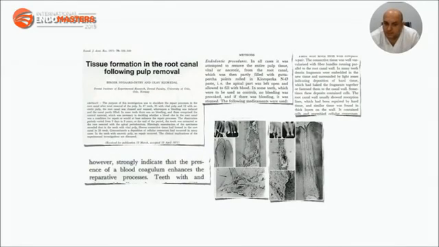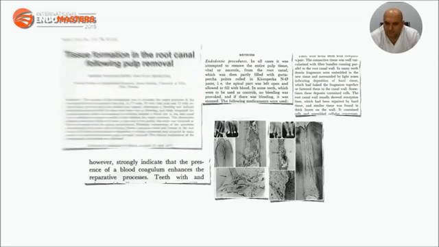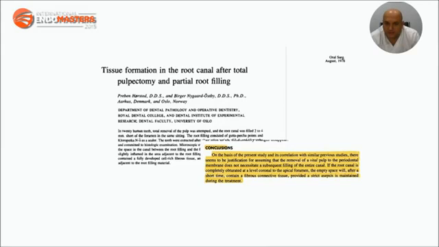And this wasn't the only report in the literature that vital tissue can grow inside an empty root canal space. In 1971, Nyborg and Halvorsen, tissue formation in the root canal following pulp removal. Tissue formation in the root canal after total pulpectomy and partial root filling, Horsted and Nygaard Østby, 1978. I wonder what happened all those years and why apexification became so popular for treating these cases while all these techniques stayed at the dark side of the moon.